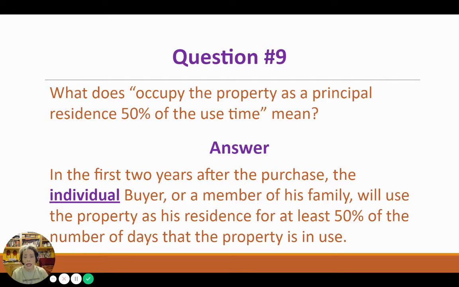This means, let's say that this buyer is going to use this property 200 days. And out of the 200 days, 100 of it, he's actually going to be living on the property as his principal residence. Then yes, it would qualify.